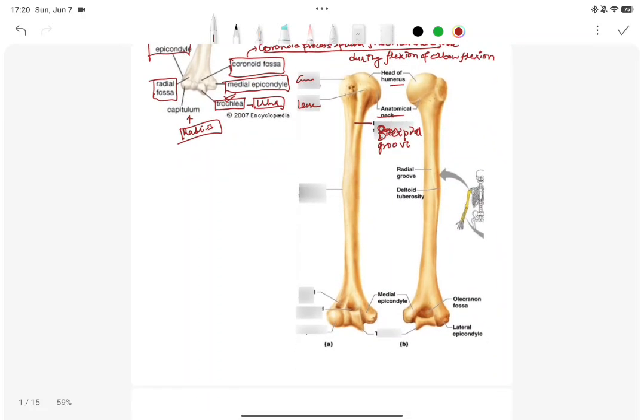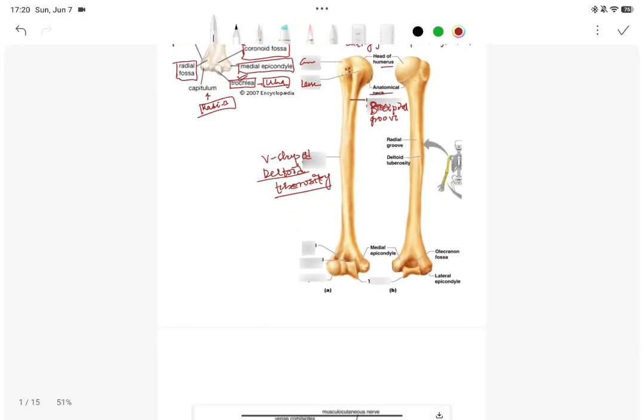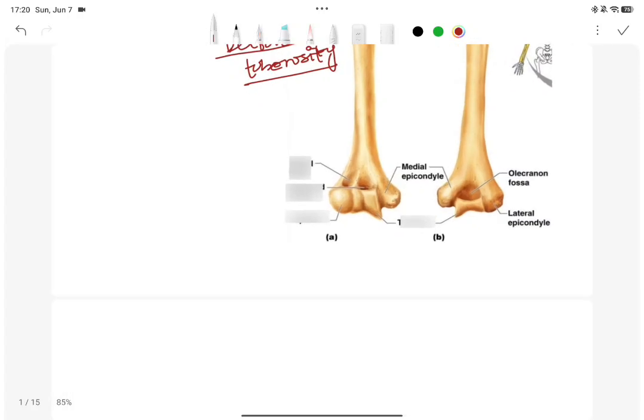In the lateral side there is a V-shaped deltoid tuberosity, where the deltoid muscle is inserted; it originates from the lateral and outer border of the acromion and the clavicle. So okay, this is the coronoid fossa, and this is the radial fossa. This is the trochlea, and this is the capitulum. This is the medial epicondyle, and there is the lateral epicondyle also. There is the olecranon fossa also.